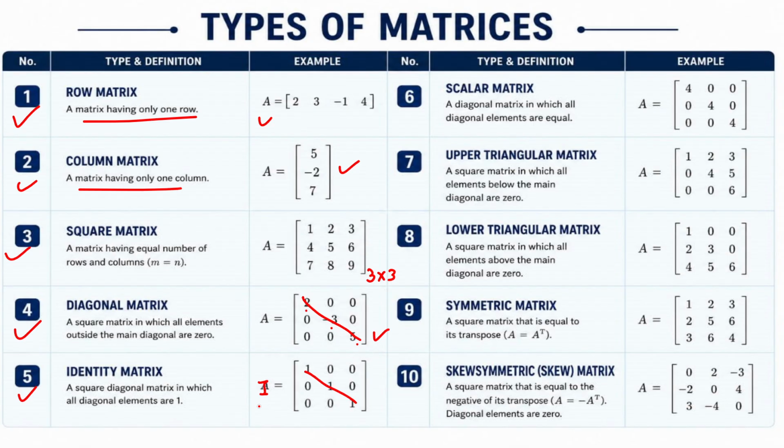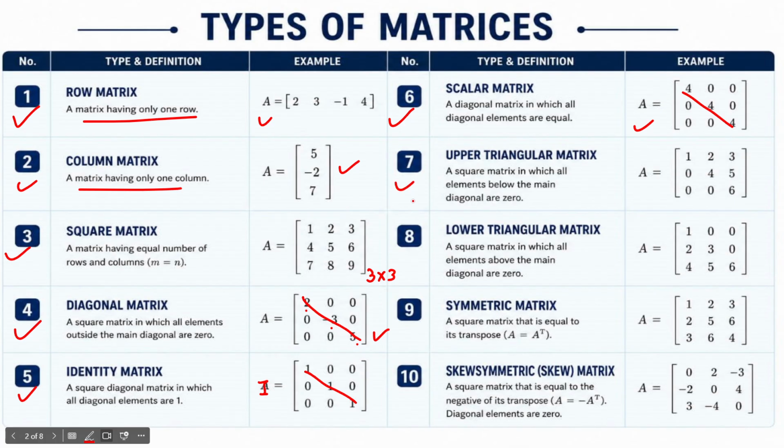Type number 6, that is the scalar matrix. A matrix in which all diagonal elements are the same. You can see here diagonal elements have the same value, 4 4 4 or 5 5 5, 10 10 10, and remaining values will be 0. It's called a scalar matrix. A unit matrix is also a scalar matrix, because all values are 1 1 1, the same.